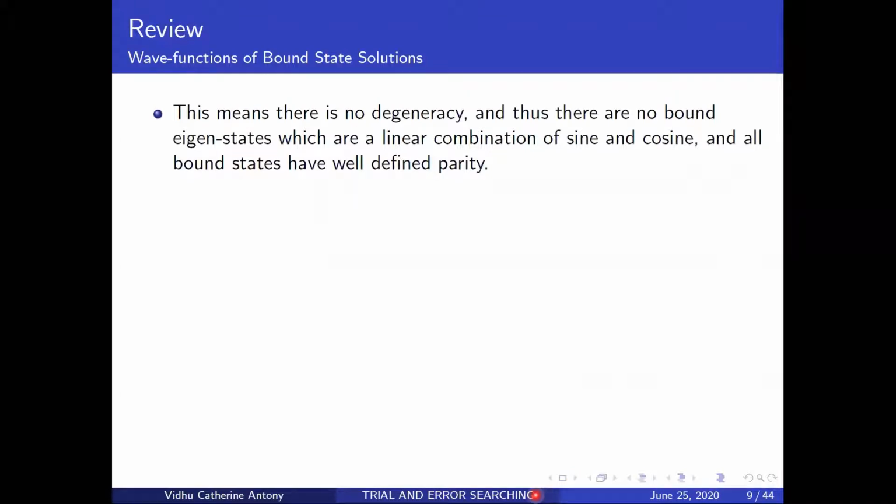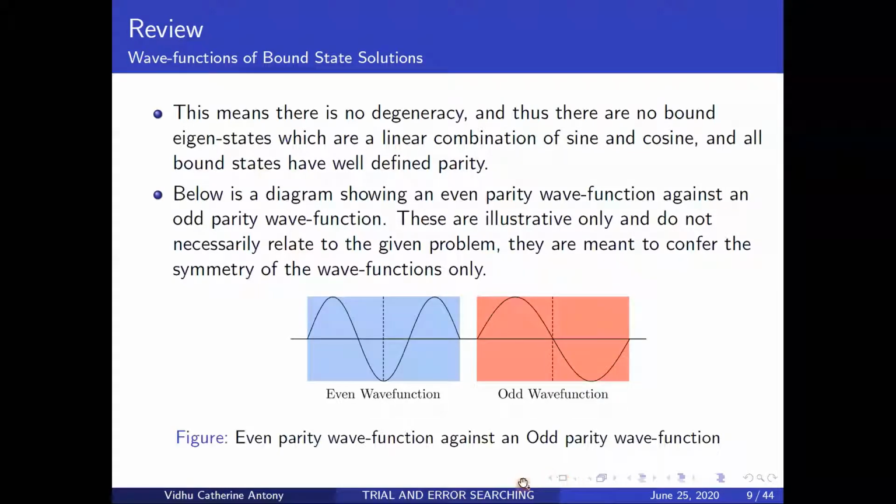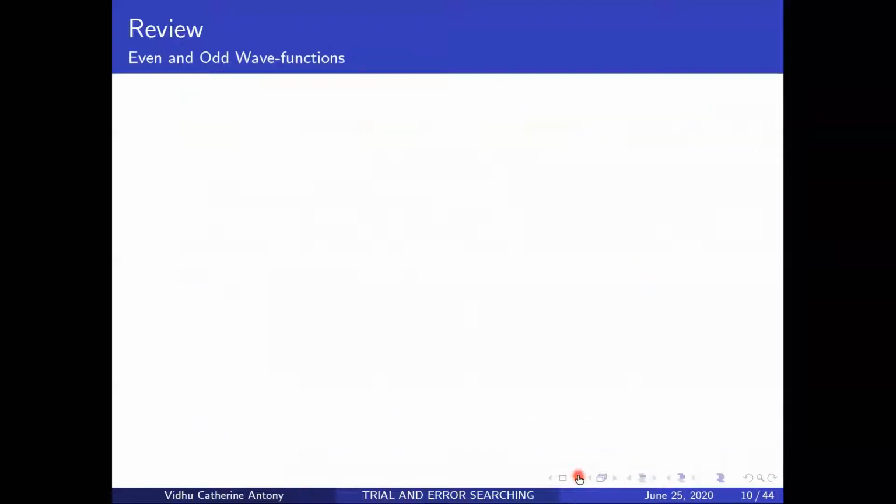So what do you see here? There is no degeneracy here, and therefore there are no eigenstates where you have sine and cosine together. Either you have just sine or you have just cosine. Therefore, you have a well-defined parity, and therefore you don't have a degeneracy here. This is just to illustrate how your even and odd wave functions look. This is not the picture that is in the actual problem. It just demonstrates how even parity and odd parity wave functions look. It refers to the symmetry of the wave function.